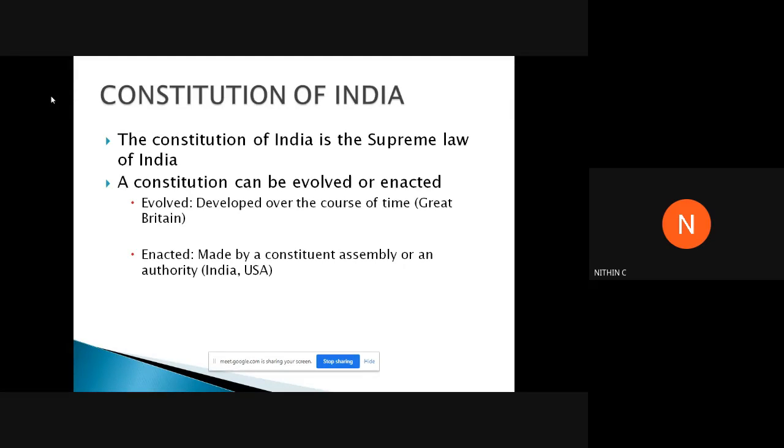There are a few classifications like this. A constitution can be evolved or enacted. Then similarly you can say that it can be written or unwritten. Either it can be written, that is, a constitution that we have written down, or it can be an unwritten constitution. So all these will be the different classifications of constitution. So a constitution can be evolved or enacted.